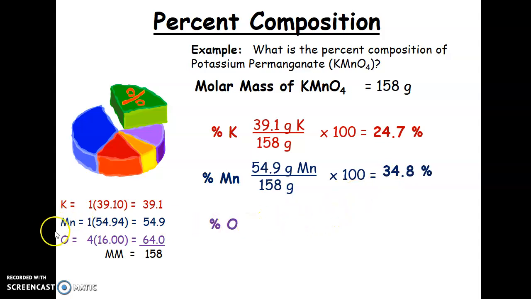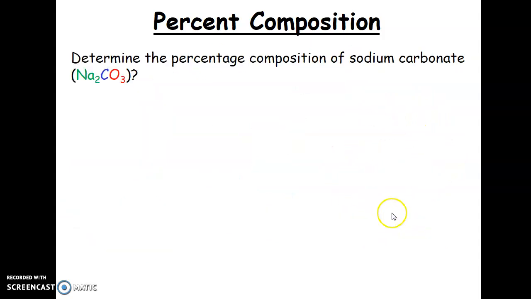The next one is oxygen, which is 64. Now, emphasis must be placed here. The most common mistake made by students is that they use 16 instead of 64. Most of them forget to multiply with the subscript. So we have 64 over 158 times 100, which will give us 40.5. Now it's just a fact check. If you add up all these numbers, you will get 100%.